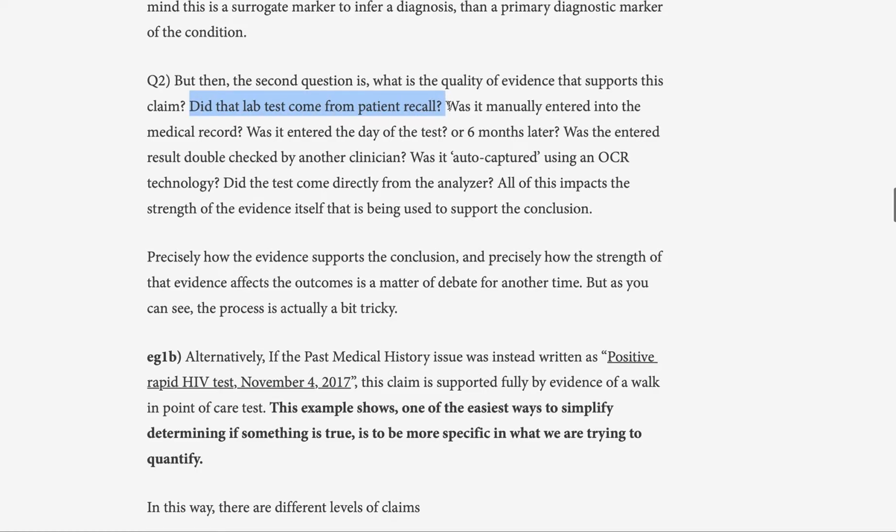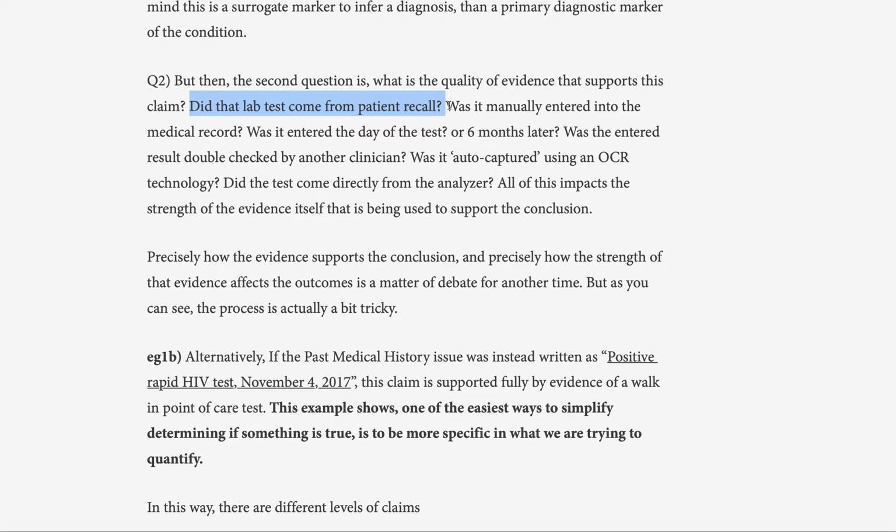was the lab test from a patient's recall? Was it manually entered into the medical record? Was it entered into the medical record, that lab test, the day of the test or 6 months later? If it was entered manually, was it later confirmed by another clinician? Or was this test auto-captured from a fax which then went through optical character recognition and was translated into a piece of digital data? Or did the test come directly from the analyzer?